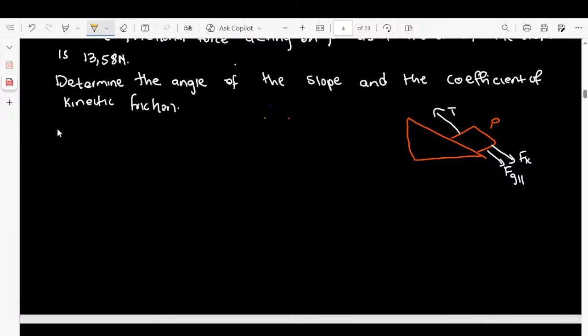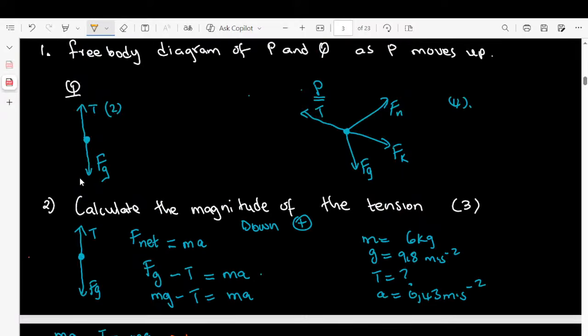Okay, we're going to say F net is equal to ma. And now remember, we're going to take up as positive, because on the previous question we took down as positive. So this will be up as positive.